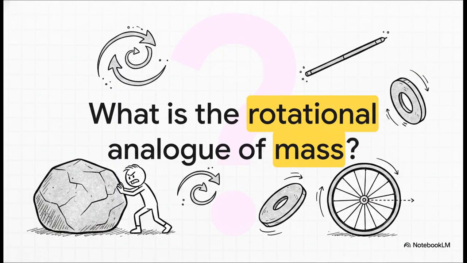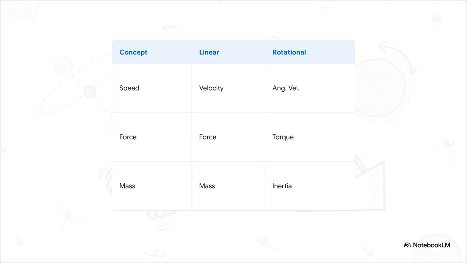So if torque is the twin of force, what on earth is the rotational analog of mass? We know that in basic linear motion, mass resists a change in speed. A heavy boulder is incredibly hard to push, right? But for spinning objects, just knowing the total weight isn't enough anymore. We need a totally new property to tell us how hard it is to get a heavy, extended object spinning in the first place. And here is your ultimate cheat sheet for that.